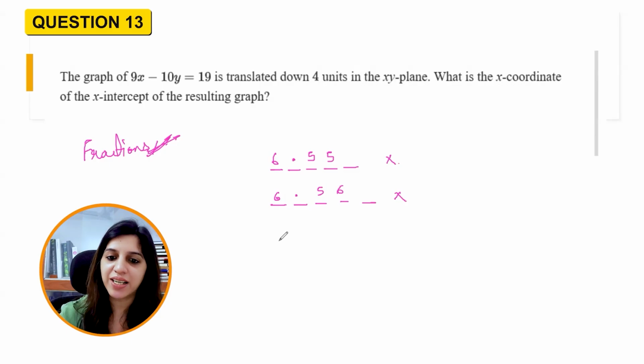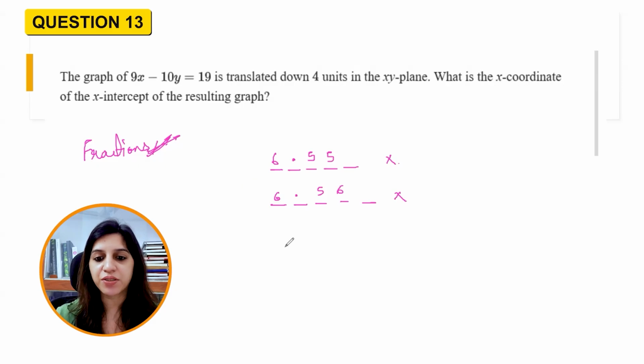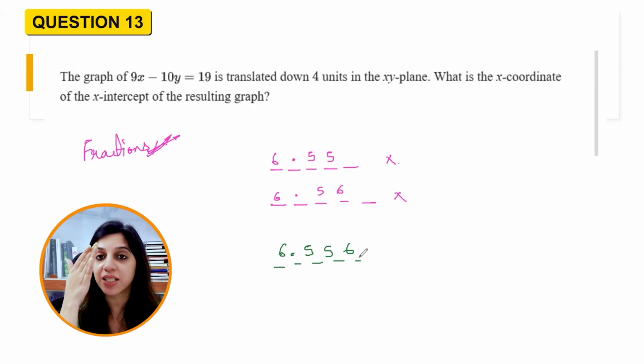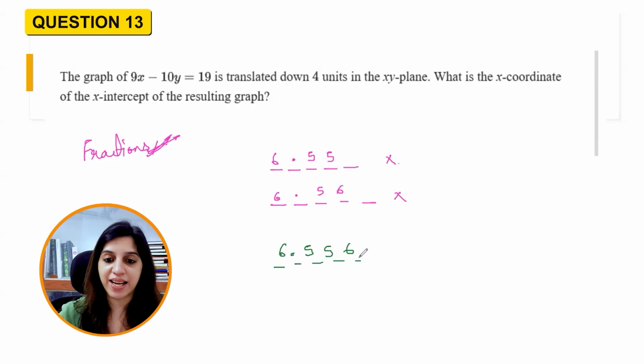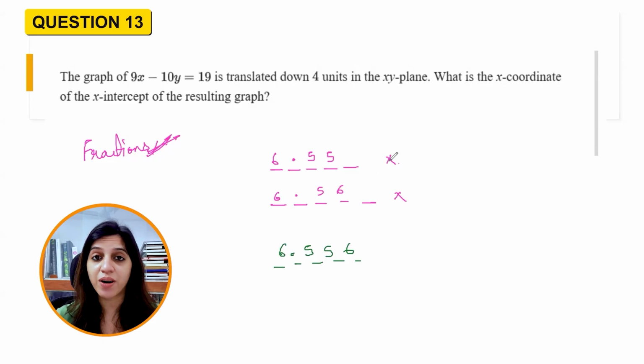In this particular case, how I would put it, what I should write: 6.556. 5 characters, includes as much information as I can. They will not deduct marks. This is the correct answer. These are wrong answers, guys. If I put them, I lose marks. I do not get any marks for these questions.